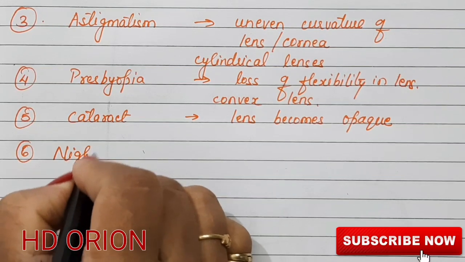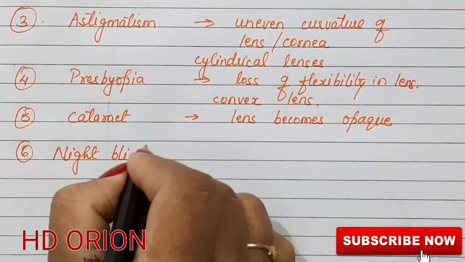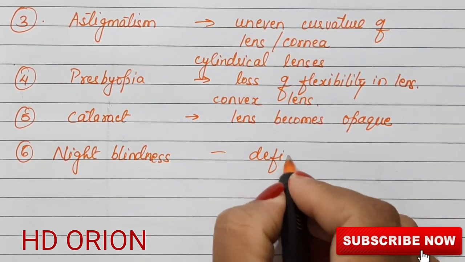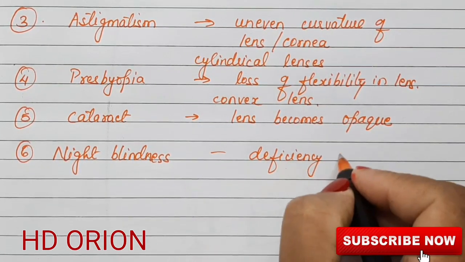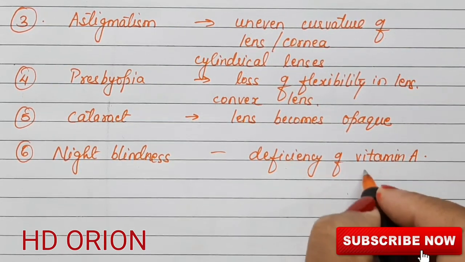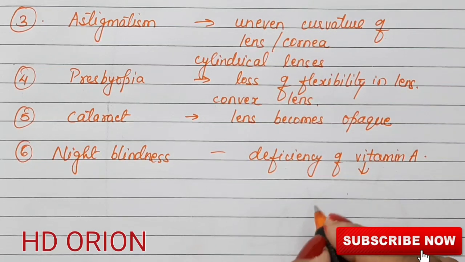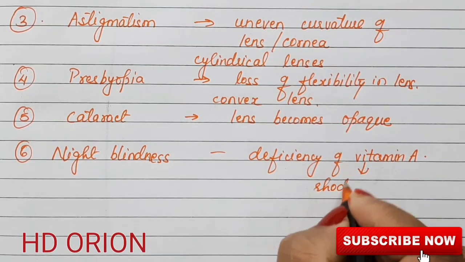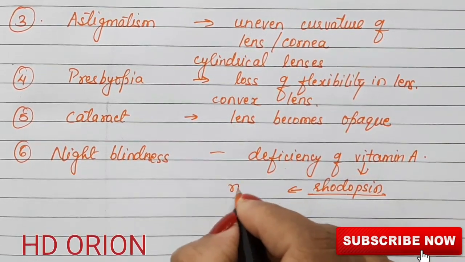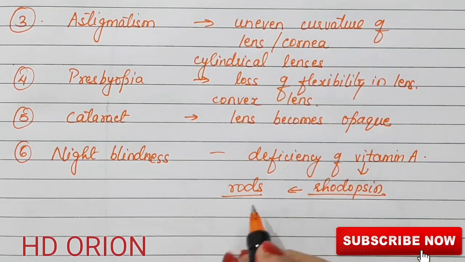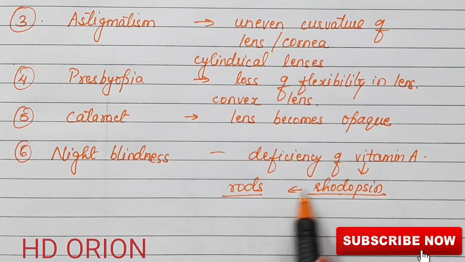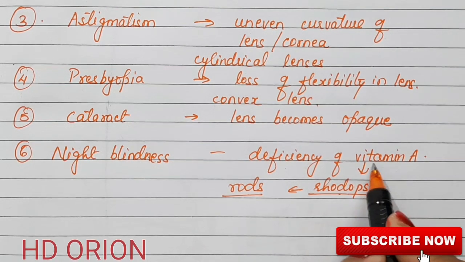Night blindness. This is caused due to deficiency of vitamin A. Vitamin A actually helps in the synthesis of the pigment called rhodopsin. Rhodopsin is the pigment which is found in rods. Rods help us see in dim light. This is a purple pigment which is present in rods. So rhodopsin is synthesized with the help of vitamin A.